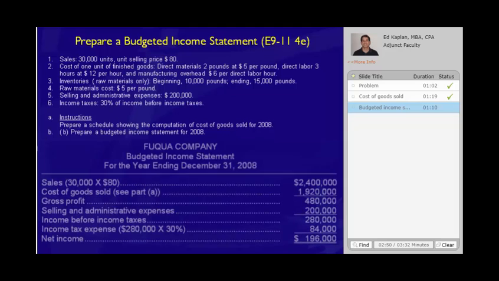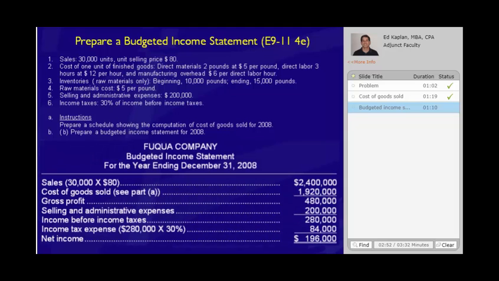We're expecting to sell 30,000 units at $80. That's $2,400,000. Cost of goods sold we solved just a moment ago at $1,920,000. When we subtract that from sales, we get gross profit of $480,000.